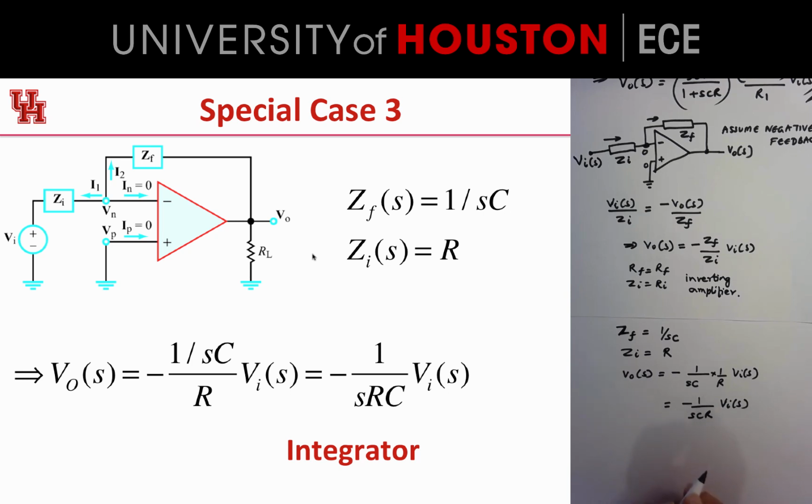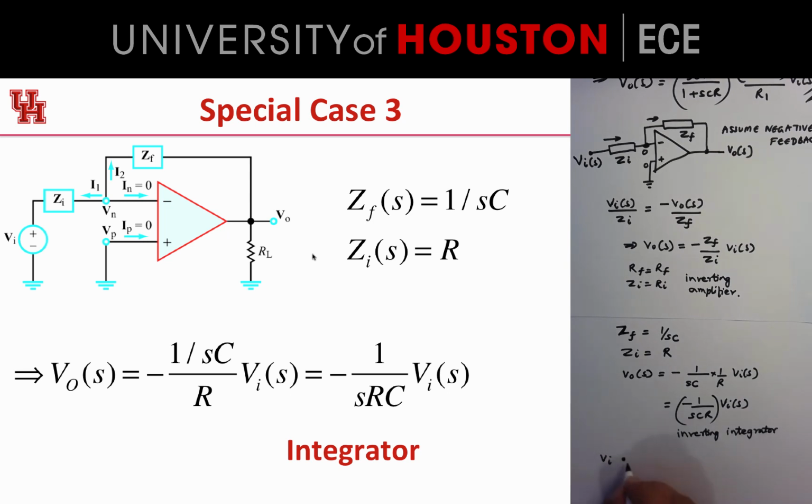Okay, so we know from our knowledge of Laplace transform that this is basically an integrator, an integration, right? Actually, you can think of this as an inverting integrator, right? Because there's a minus sign there. Now, let's take a closer look at this circuit. Let's sketch it out. So if you sketch it out, it kind of looks like this.